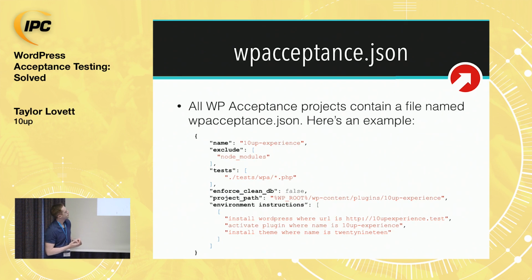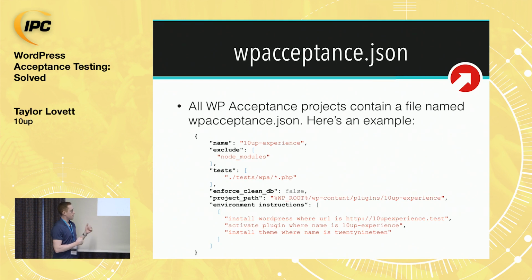The test property tells WP Acceptance where your tests are. In this case, we have this tests WPA directory, and then star.php just runs anything with a .php extension. That's where my tests live.